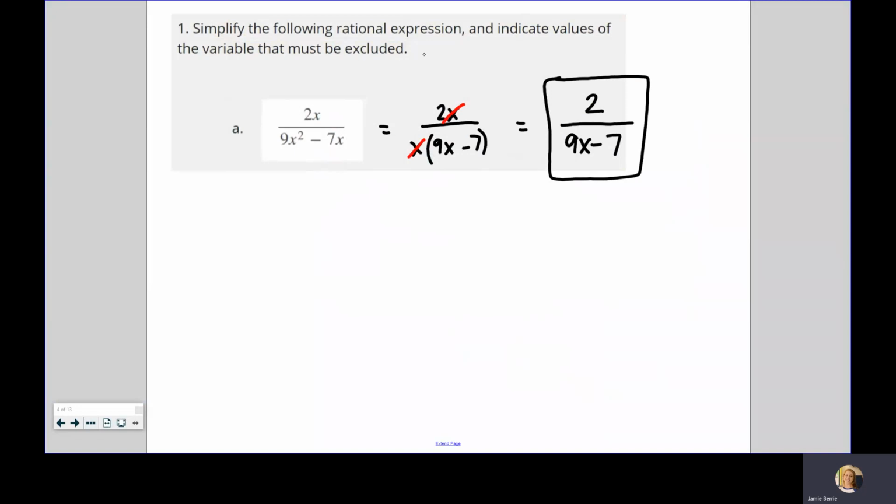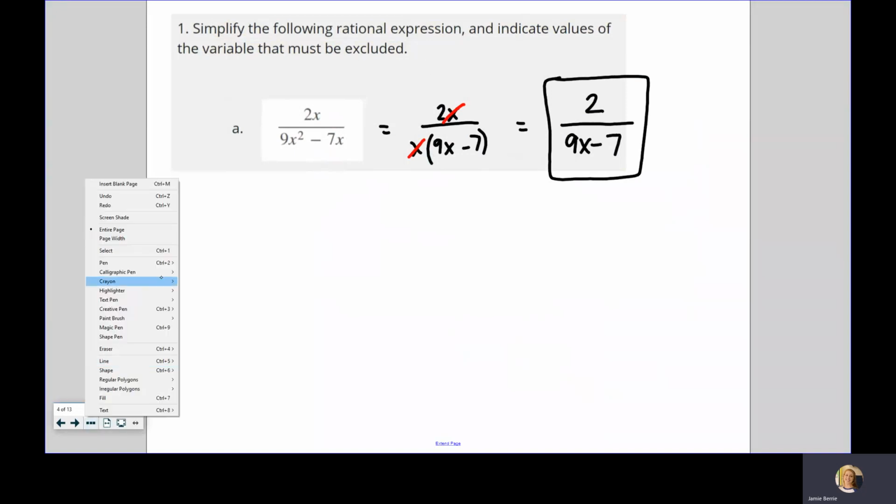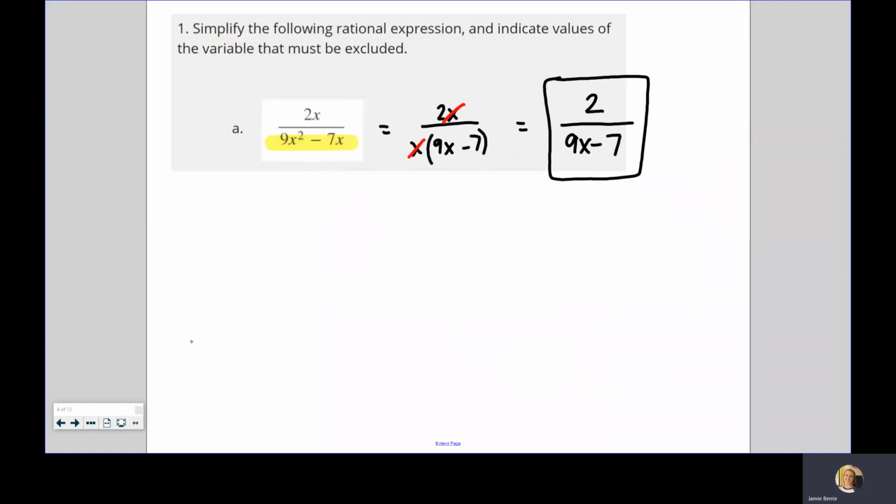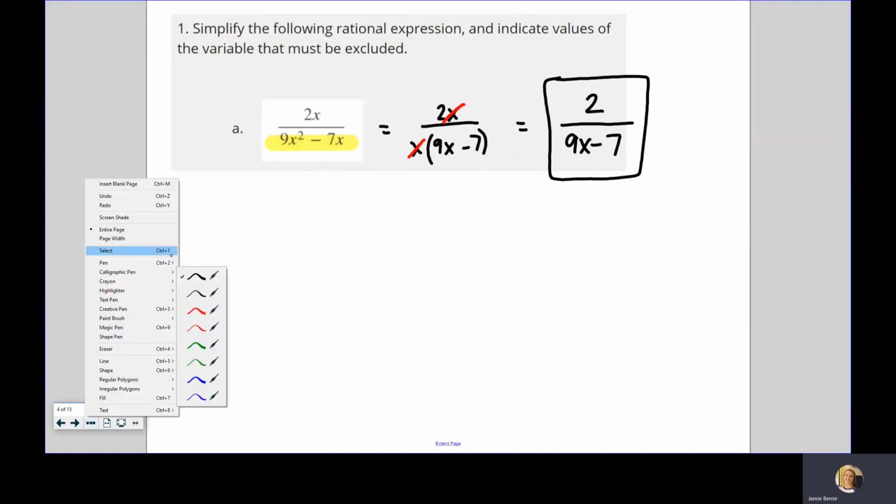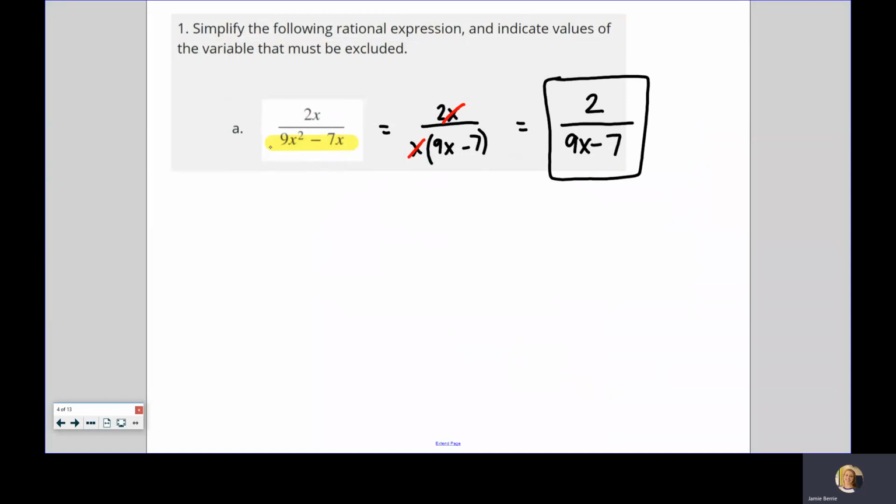It says indicate values of the variable that must be excluded. All right, remember, like I just said, you always want to start off with the unsimplified denominator when you are determining where something is undefined. So let's go down here, start with that unsimplified denominator. All right, so we have 9x squared minus 7x equals 0.